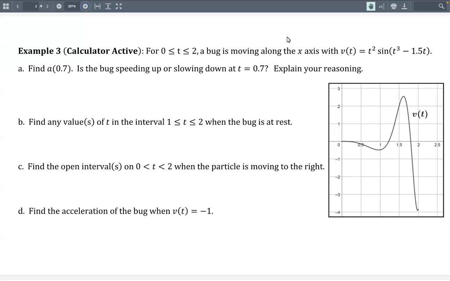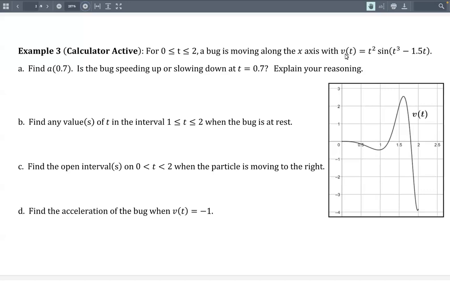In today's video, this is example 3. This is a continuation of section 4.2 in the AP Calculus AB curriculum, which is straight line motion, or sometimes called rectilinear motion. And this is definitely a cool calculator active problem involving a bug moving along the x-axis, and you are given a velocity function.